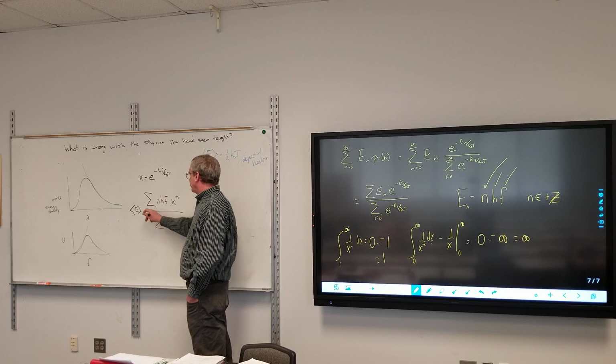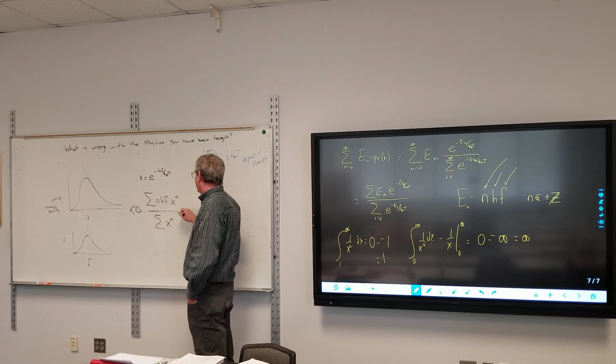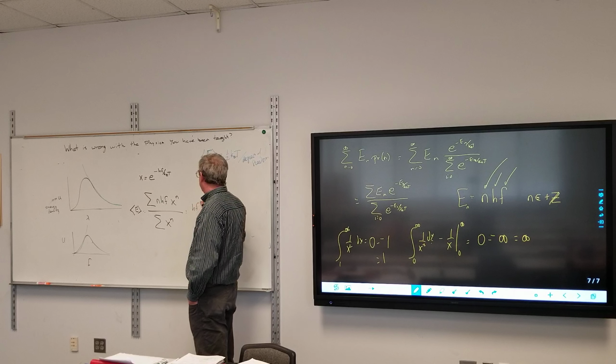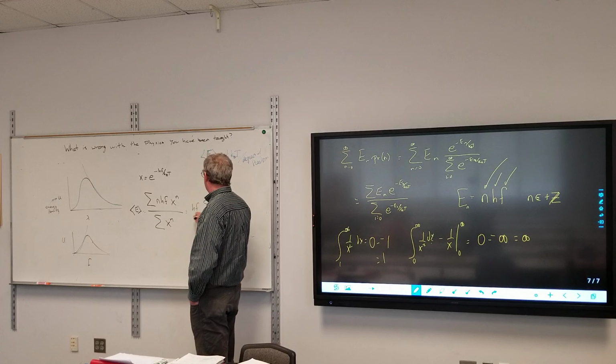Well, we're doing this for a particular frequency, so h and f can factor out, so we can pull out the hf, and I'm left with n x to the n over an infinite sum of x to the n.